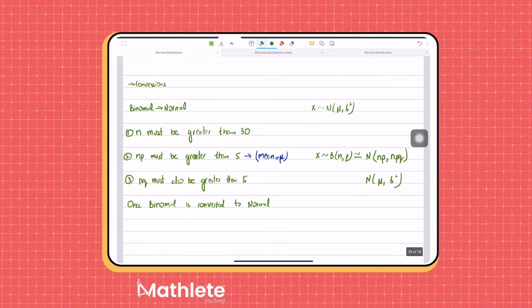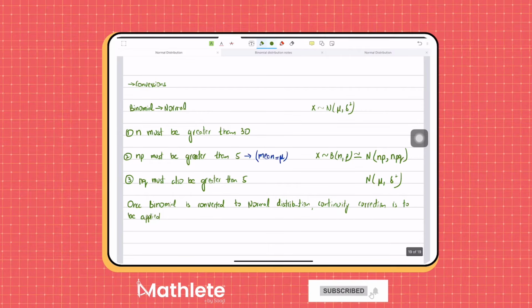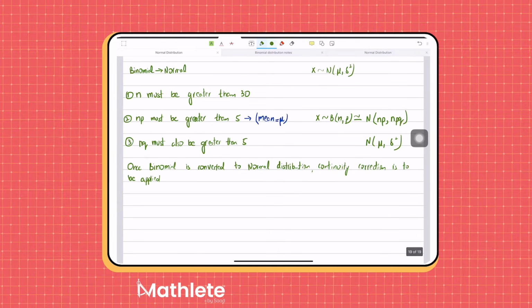So basically, once binomial is converted to normal distribution, there is something that is called continuity correction. Continuity correction is to be applied. Okay, so once again, a bit of a theory, but it's important for you to know. Statistics starts to make sense when you do a bit of theory as well. So the question is, what is CC? As in, what is continuity correction?